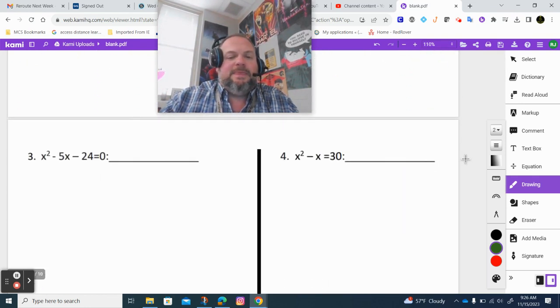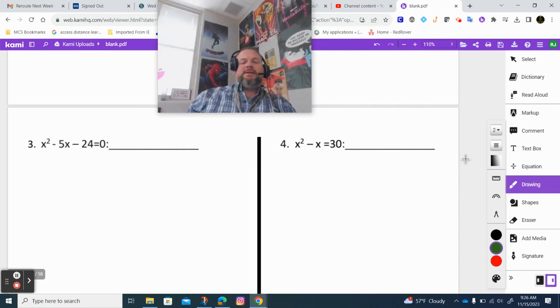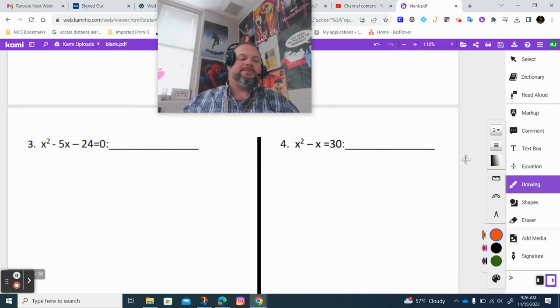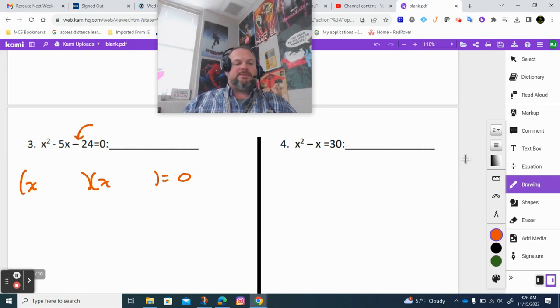All right. So, number three. Number three is set up in a way that we can actually start solving this. Okay. So, set up my parentheses, parenthesis, parenthesis, parenthesis. All right. This tells us our signs are different. This tells us our bigger number's negative.